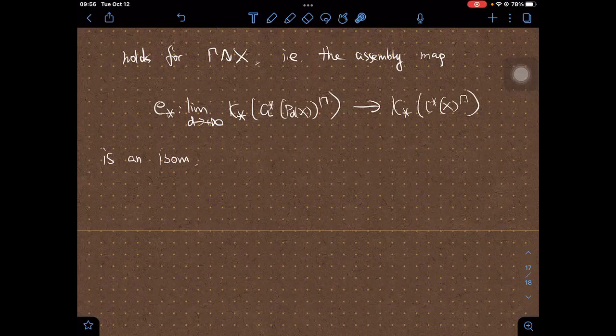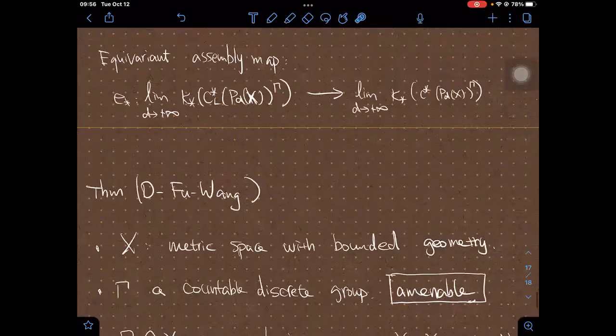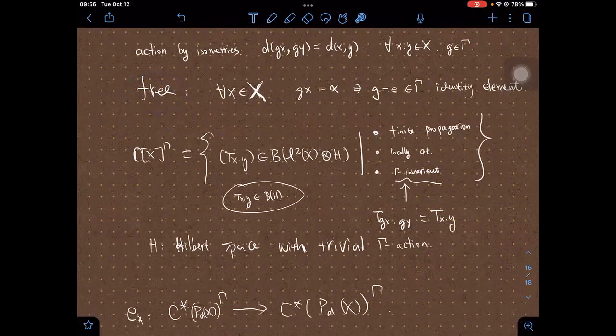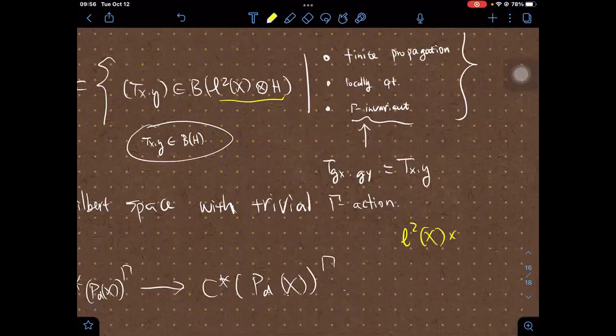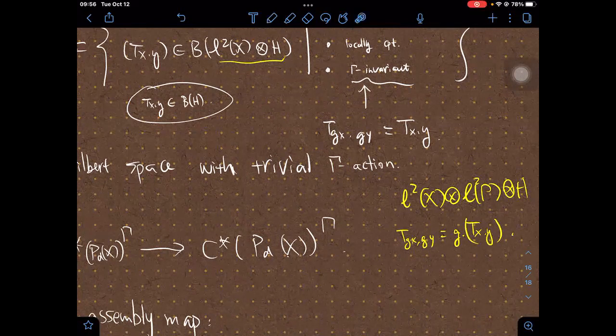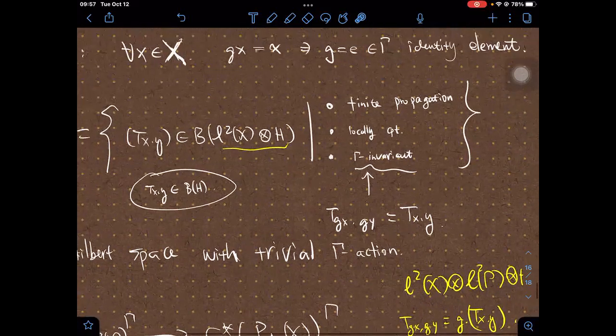Where do you use that the action is free? You cannot handle, for example, finite stabilizers. Oh, you're asking why the action is free. Actually, you don't need freeness to define the equivariant algebra, but if we take freeness into account, then the definition of gamma invariance is quite simple. Otherwise, you have to replace the Hilbert space with the tensor product of L2 of X, L2 of gamma, and H. Then gamma equivariance becomes T at gx, gy equals g conjugate of T at x, y. This is a little more complicated. That's the reason I put an assumption on freeness, but actually it's not a big deal.